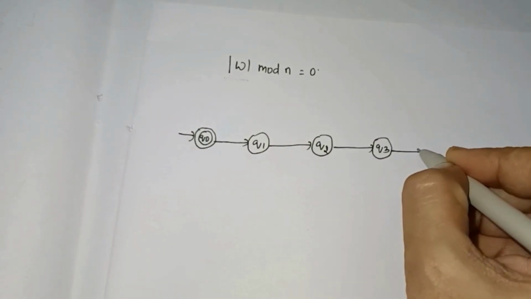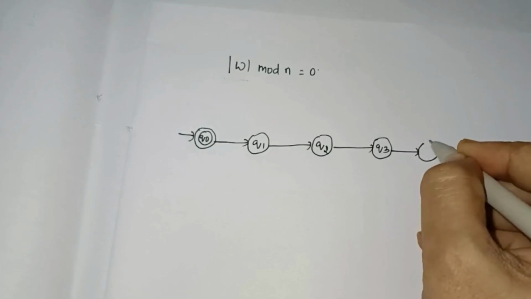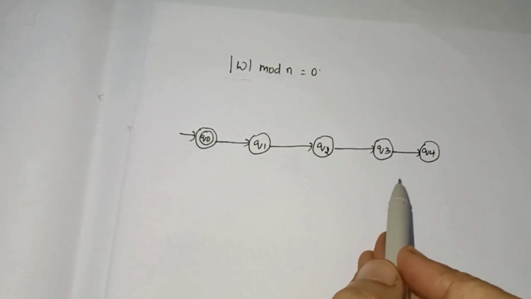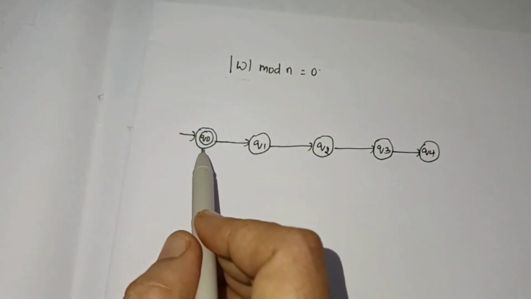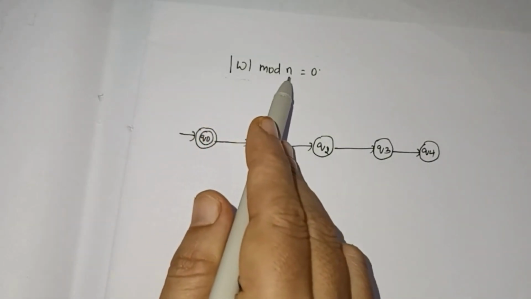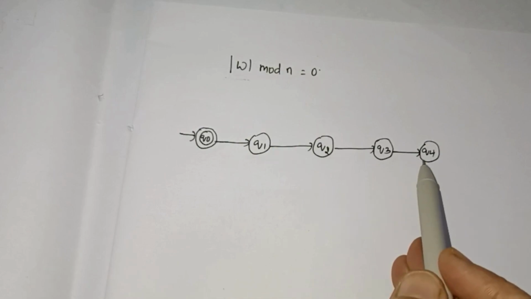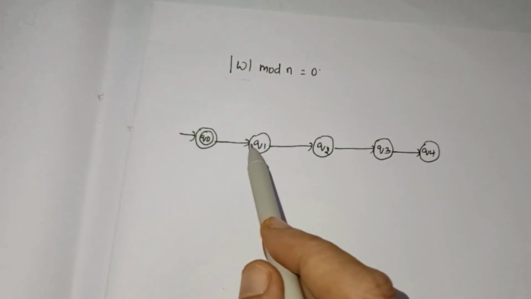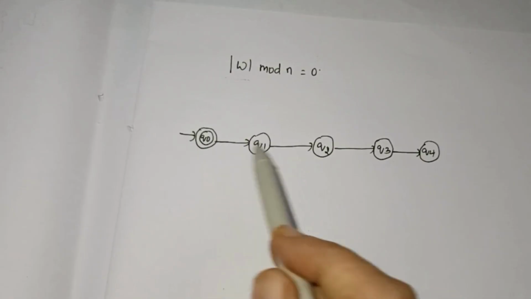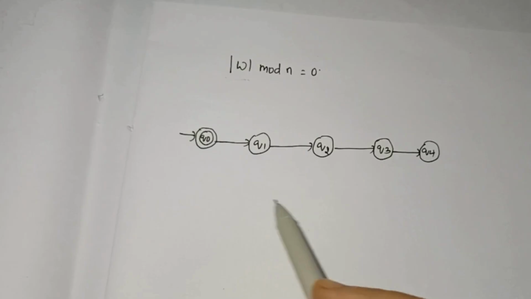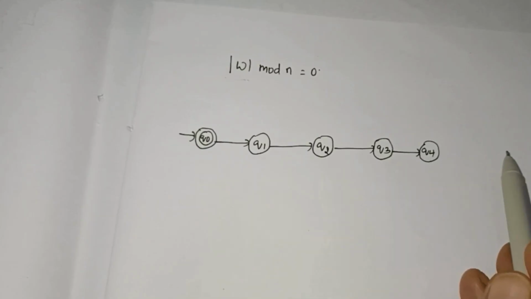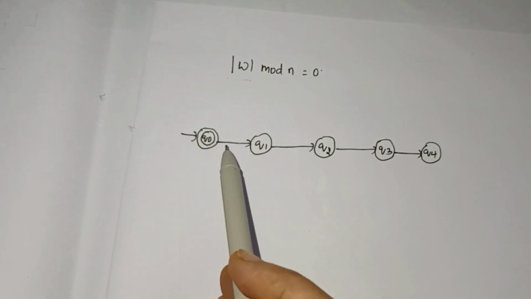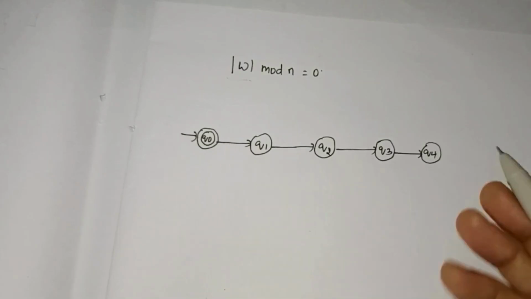Okay, let me draw it for 5. We have already done it. So we will be doing 1, 2, 3, 4. And the fifth one will be moving to the final state. If I am taking |w| mod 5, I am taking 4 transitions. The fifth transition is moving to Q0. If I am taking 3 transitions, I will take 2, and the third one moves to Q0. For 5, it is 4, the last one here. For 7, it is 6, and the last 7th transition goes to Q0. So if it is n, I have to take only n minus 1 transitions.